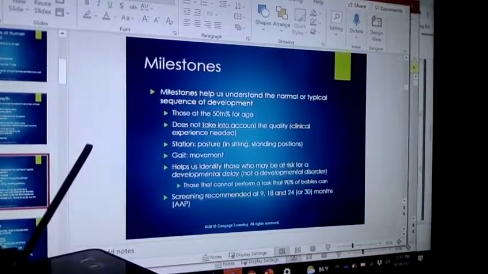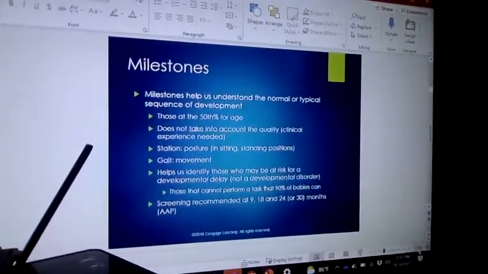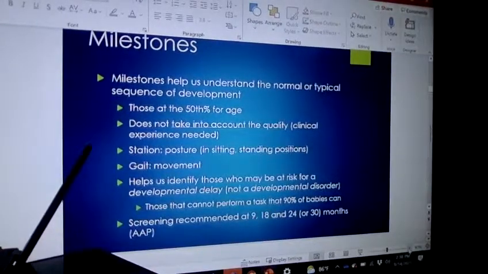Then we were getting to the milestones. They help you understand development, but it doesn't take into account the quality, like the clinical experience needed, the station, the posture and sitting, the gait, the movement. So milestones come up with babies, and I'm learning them more because I have 2 kids of my own, and I'm watching them grow up.